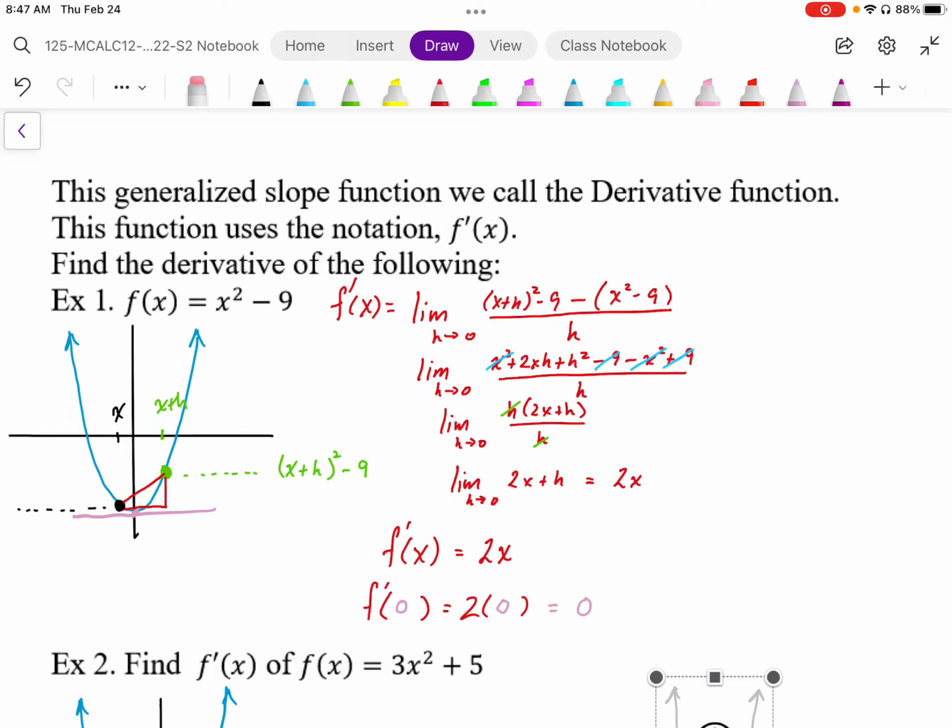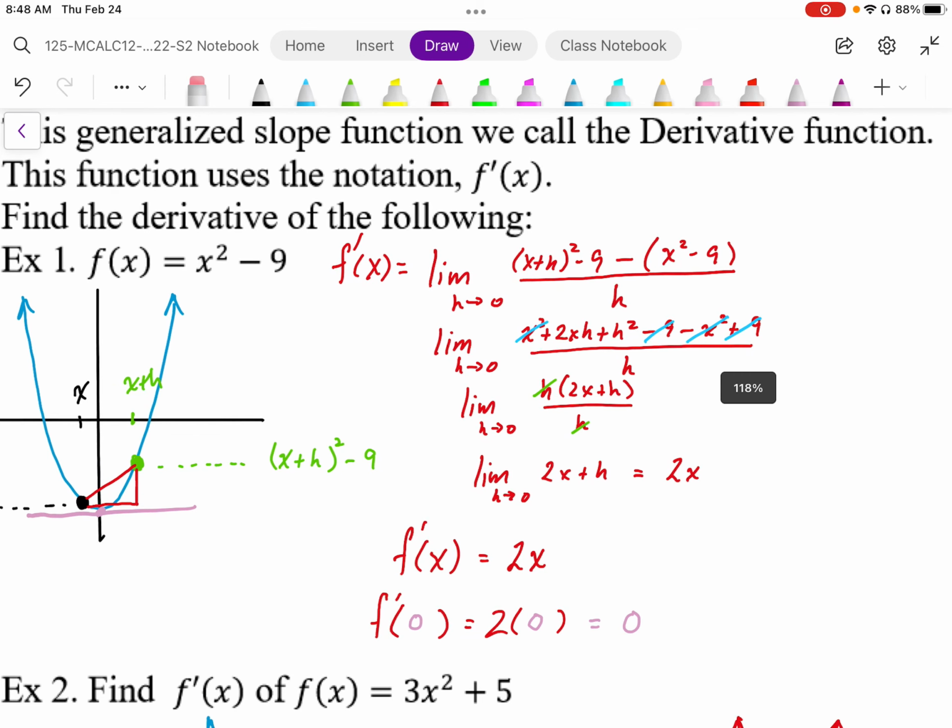Now we should expect that this formula that we've calculated using a limit should give us the slope, because we have used the slope formula to do this. The difference is all we've done is generalized for some point x, so we're now getting a formula that we can use x in.